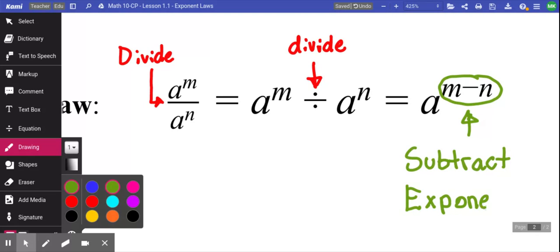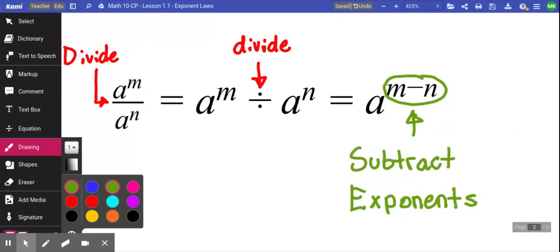Honestly, I don't use this rule a lot. More often, I like to picture what it actually means and that they're canceling out, and then I figure out how many are left over. But if you want to do the subtraction, that's fine. Just make sure you're doing the top number minus the bottom number. That's important. So notice that the order matters. It's top subtract bottom, and it always has to be that way.